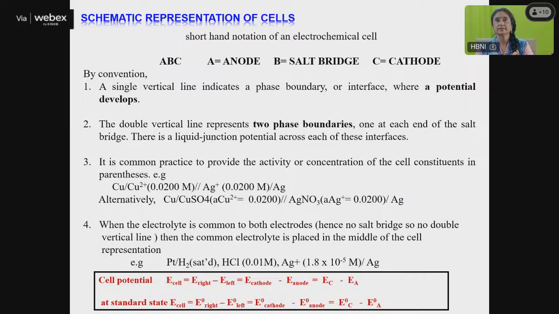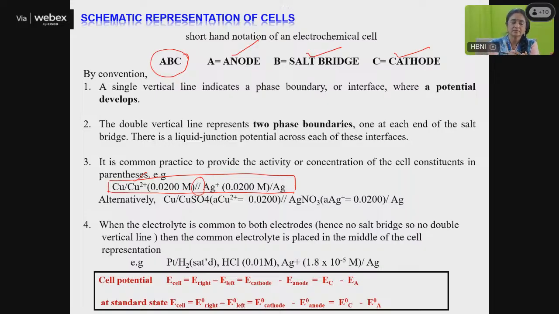Now, the schematic representation of a cell. In many cases, you must have seen that not everything is written out; the cell is written like a representation. So what does this type of representation mean? I have just given a typical formula: A, B, C. A is for the anode, meaning here we write the anode. B is for the salt bridge. The double line means salt bridge, and C is the cathode. So you have to write the cathode on the right side.